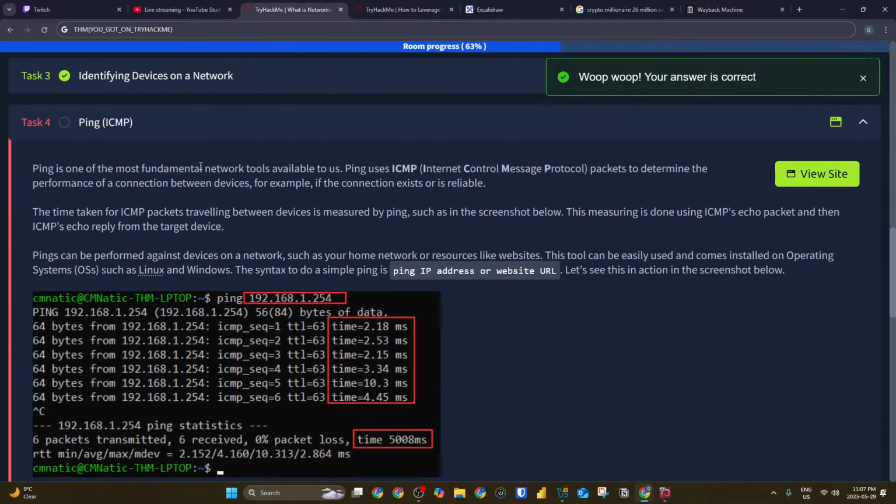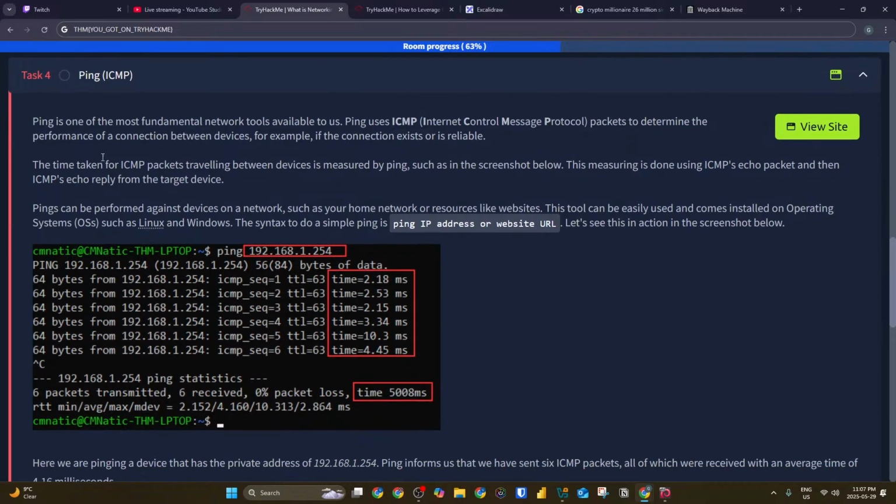Beautiful. Now let's talk about ping. This is a very important protocol, or a very interesting thing to use to see if you are able to connect to the internet or not through a system. Let me increase this.